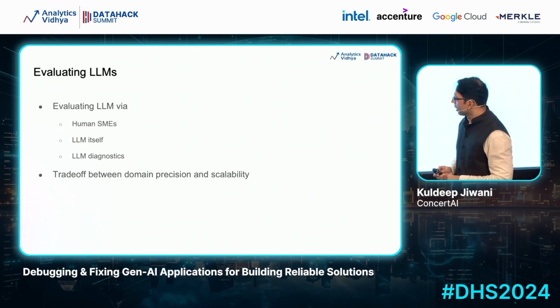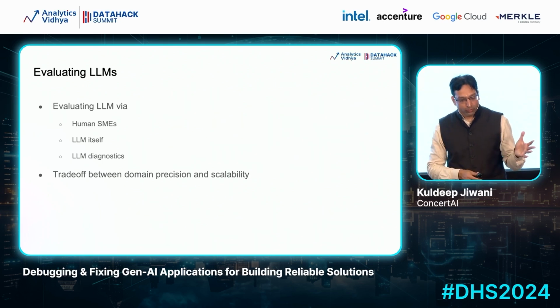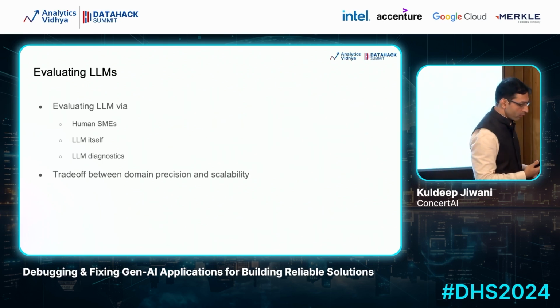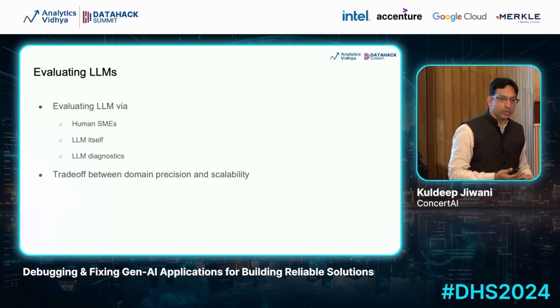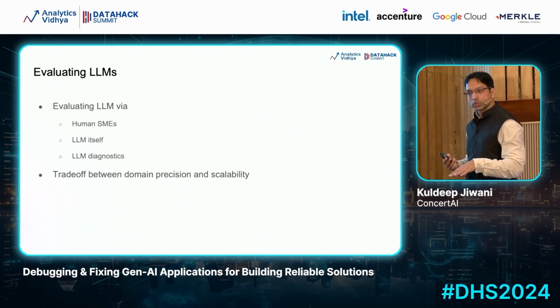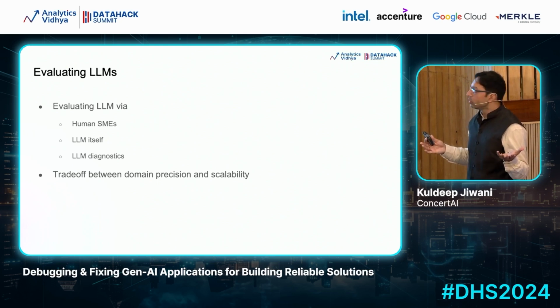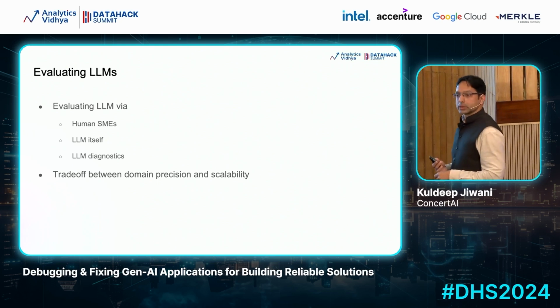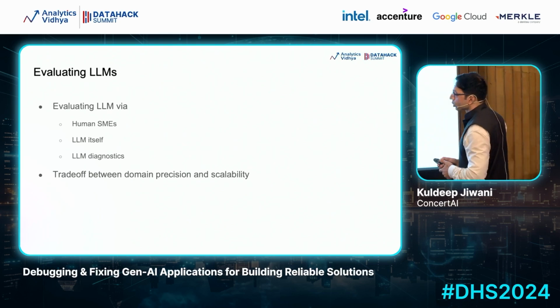The key idea is you are making a trade-off between precision and generality, because humans can do a great job. They can tell you whether it is exactly what you're looking for in your domain knowledge or not, right? But you can't scale with humans. You need lots of humans to label data, but LLMs can scale easily. So how do you balance them? Actually, you need both of them.